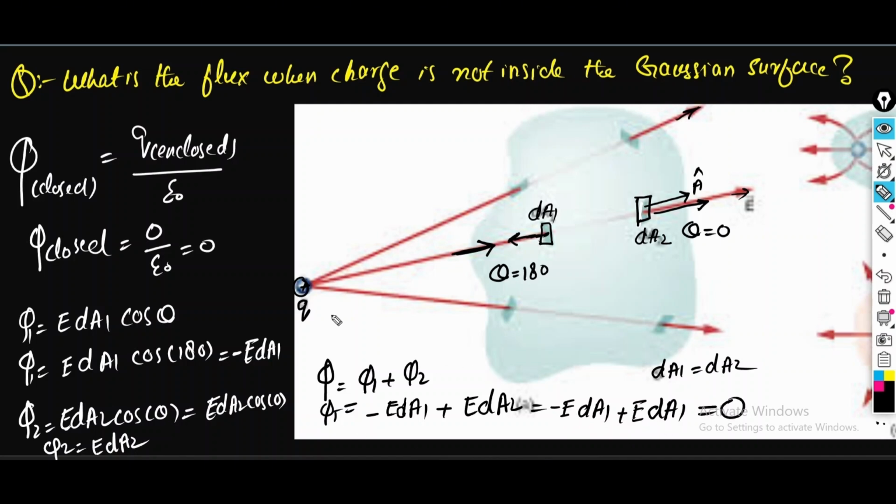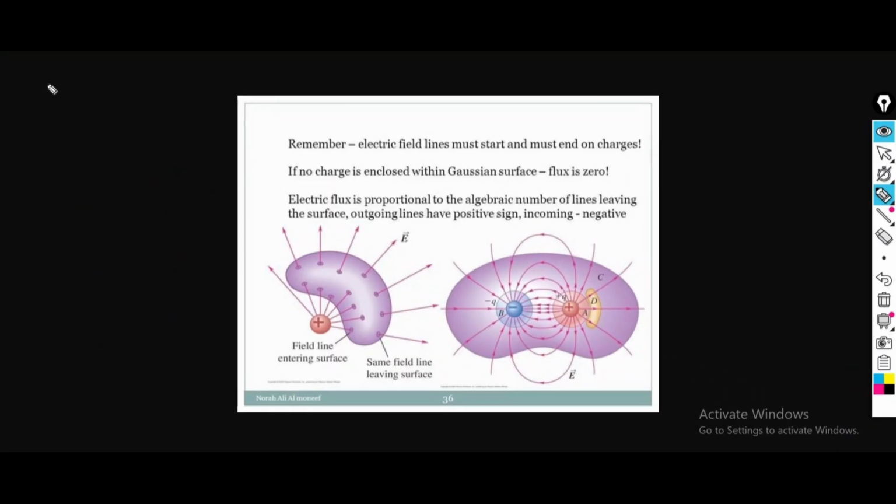So therefore Gauss law says that the flux through a closed surface will be 0 when there is no charge present inside that Gaussian surface. At the last, we are going to differentiate between positive flux, neutral flux, and negative flux.